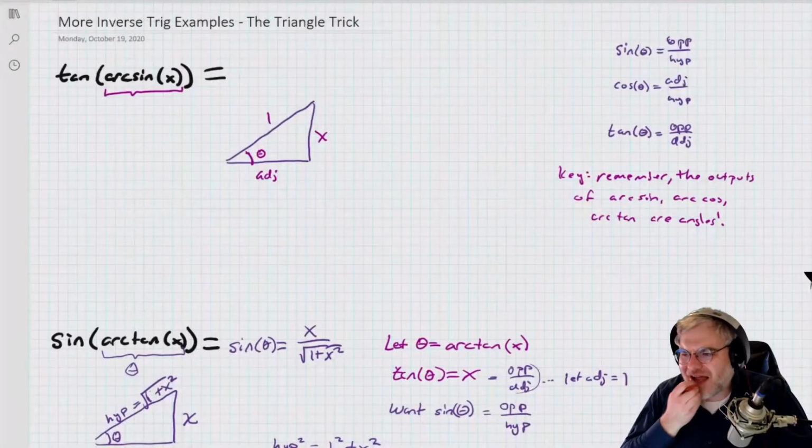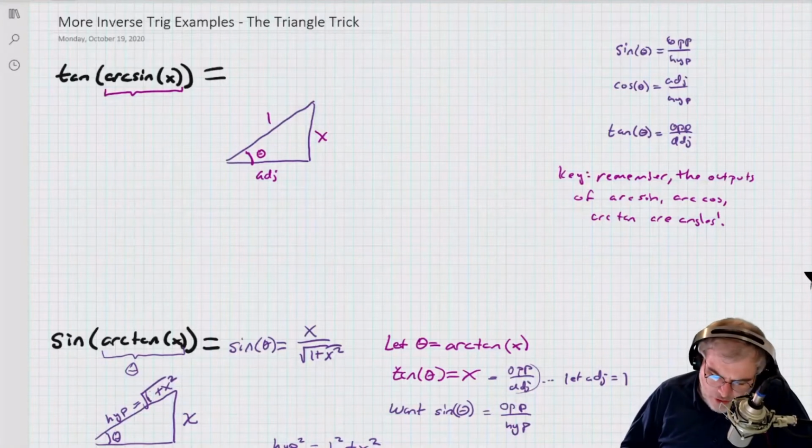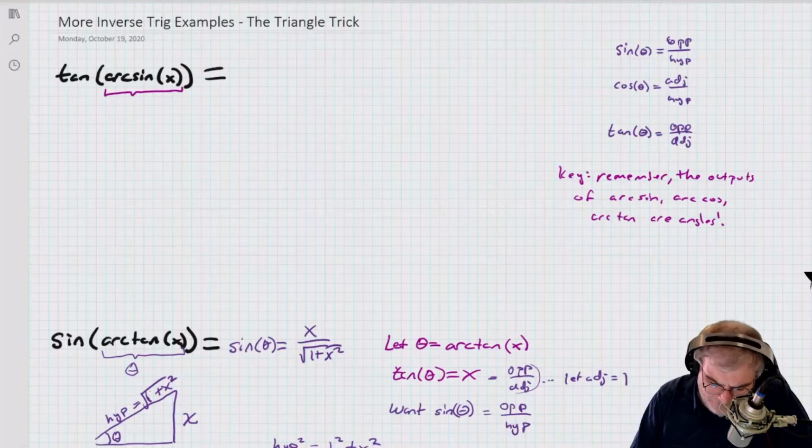So what I want to do is solve these three triangle problems. As you can see, these are inverse trig problems. They're kind of a pre-calc refresher, and they all basically have this little triangle trick. So I picked three of them up, and all of them kind of do the same thing.